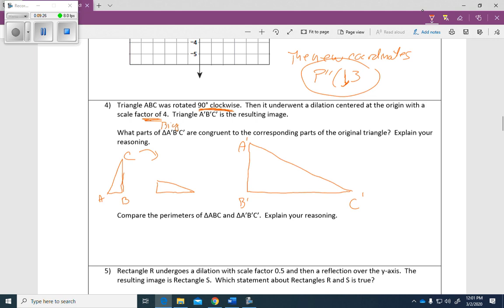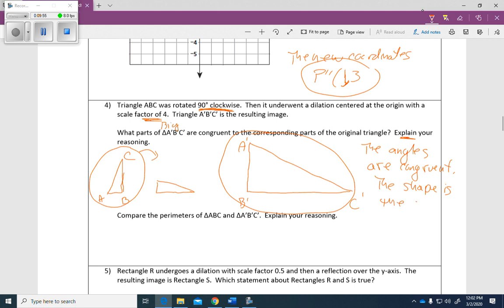So from the original to the new, the thing that stayed the same is the shape. To keep the shape the same, the angles stayed the same. So the angles are congruent. And when it says explain your reasoning, it's because the shape is the same. Definitely not the same size, though.